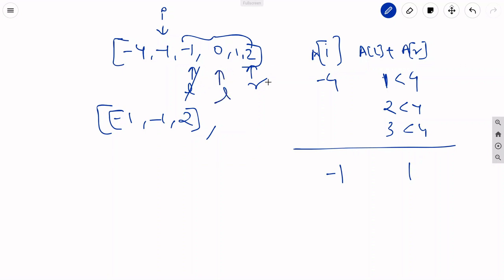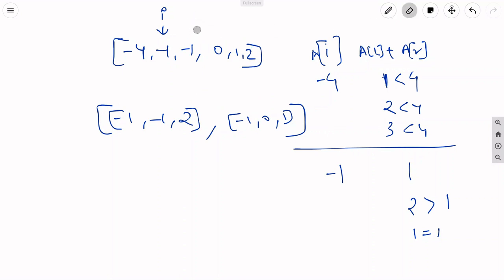So this sum becomes 2. 2 is greater than 1, so we move R towards the left, and R comes over here. 0 plus 1 becomes 1, and this is equal to 1. And we get another triplet, which is minus 1, 0, 1. After this point, no further movement is possible for this value of I.